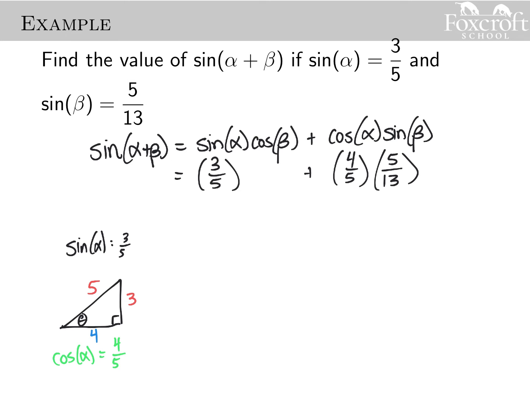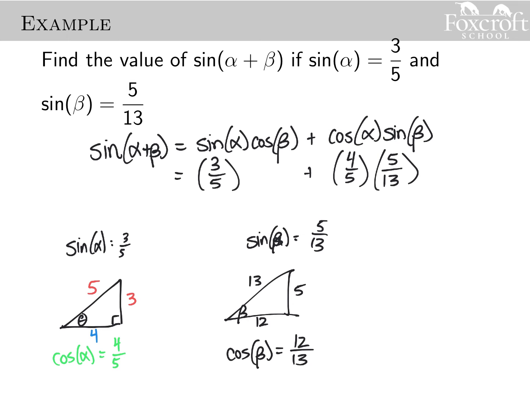And put that there. We have to do the same thing one more time for 5/13. And that's our beta angle. Again, opposite and hypotenuse. And this is the other one I use a lot when I want nice whole numbers, the 5, 12, 13. If you do the Pythagorean theorem, you end up figuring out that the missing side is 12. And you figure out that cosine of beta, adjacent over hypotenuse, is 12/13.